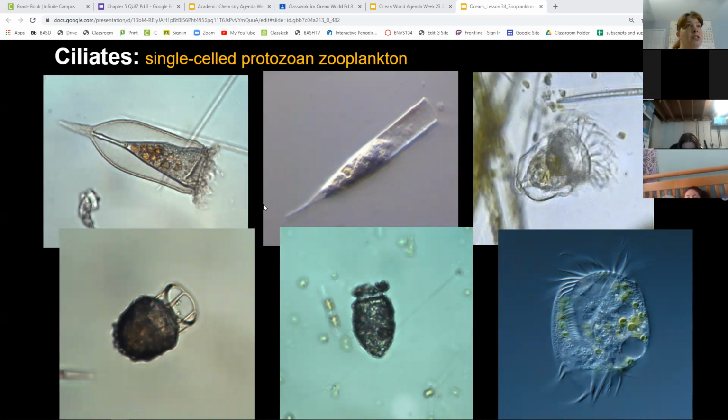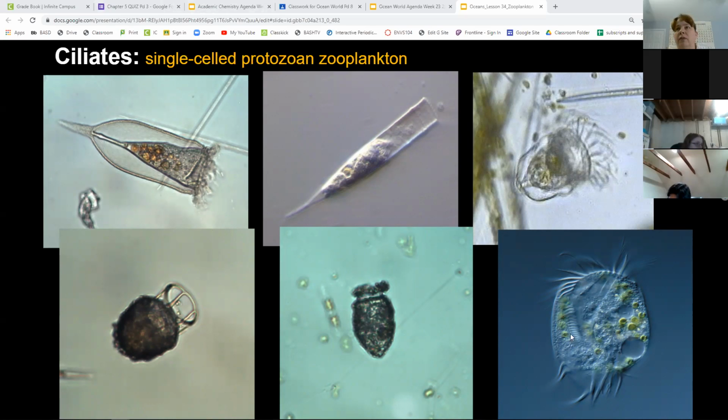Okay, the last microzooplankton we're going to talk about are the ciliates. And again, these are single cell. And as you would expect from the name, the ciliates have cilia. Okay, the cilia are those hair-like structures that surround the outside, and it helps them with feeding and locomotion because it moves the water. Here's just some pictures of various cilia.